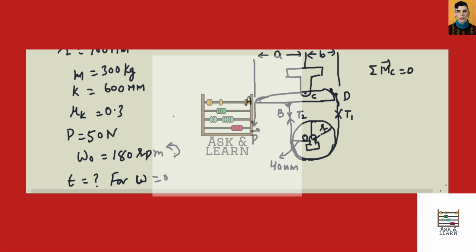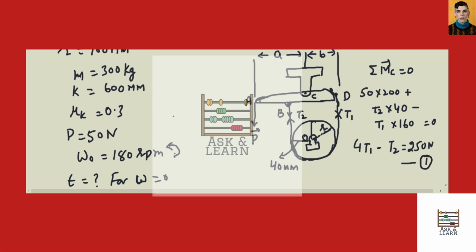Now calculate this value. 50 into AC, AC is given 200, we are taking in mm, plus T2 into 40 mm, minus T1 into 160 mm. So you will get 4T1 minus T2 is equal to 250 Newton. This is equation 1.